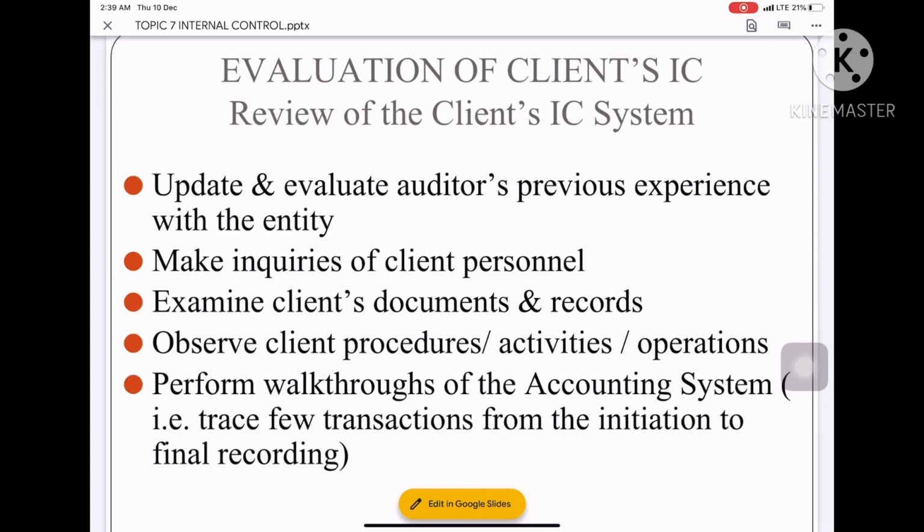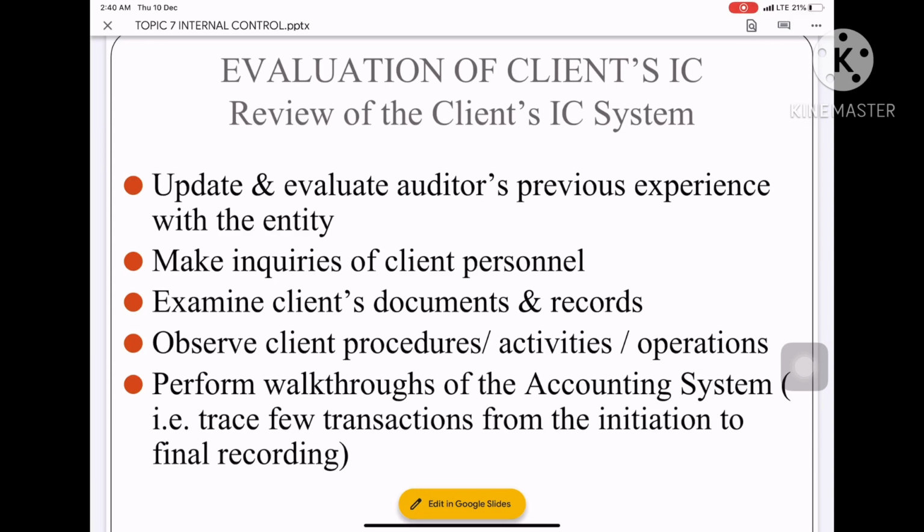Alright, make inquiries of the client personnel. Sometimes they would like to ask for something, whether this is good or bad, so they can inquire of the client. Then they are going to examine the client's documents and records to see whether they follow good practice or not, whether they have the controlling system or not, and then they have to observe the client's procedures, activities, and operations.